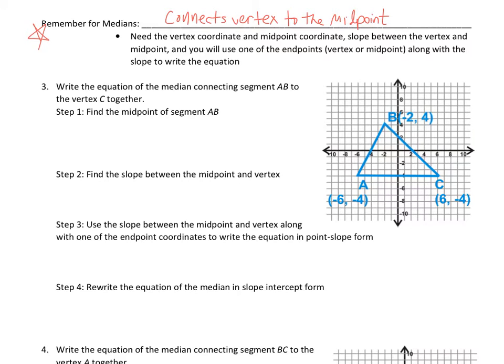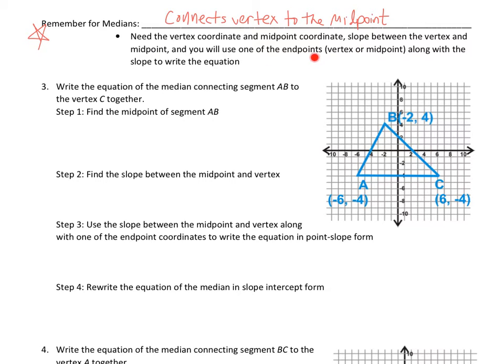So since we use the vertex to the midpoint, we need the vertex coordinate. We would also need the midpoint coordinate on the opposite side of our triangle. So we'd have to find the midpoint coordinate with our midpoint formula. Then we need to connect those two together, and we're going to have to find the slope of that line, so the slope between the vertex and the midpoint.